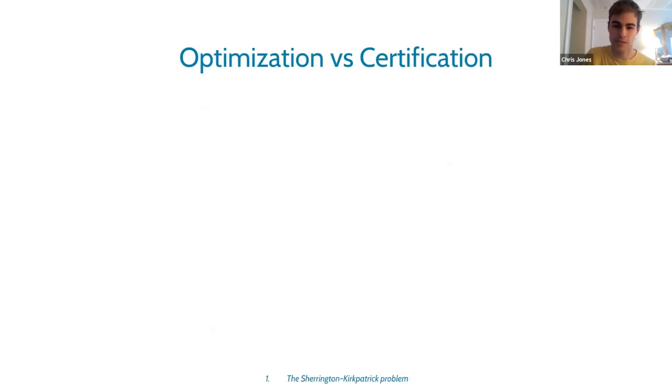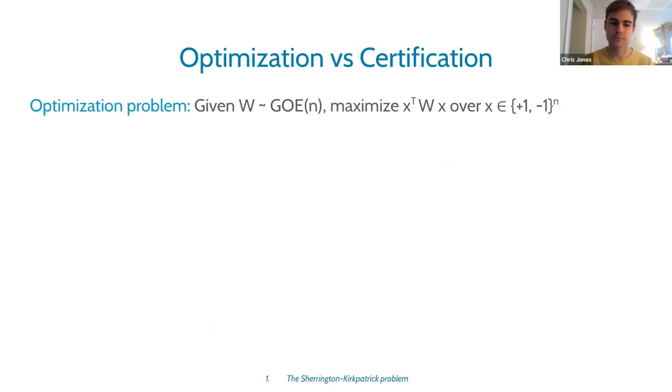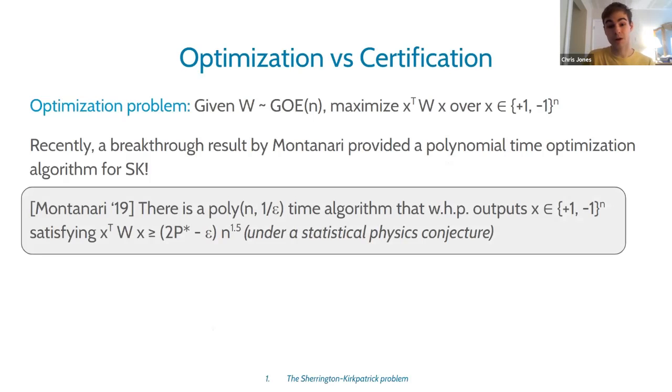So as computer scientists, we might ask what kind of algorithmic progress can be made on this problem. One thing you might consider is the optimization problem, in which you're given this matrix and you need to output an x. Actually, this problem was solved by Montanari in the last year or two, subject to a statistical physics conjecture that the model is so-called full RSB. Montanari gave an algorithm which runs in polynomial time and outputs an x which satisfies that the quadratic form is at least 2 P star minus epsilon times n to the 1.5.